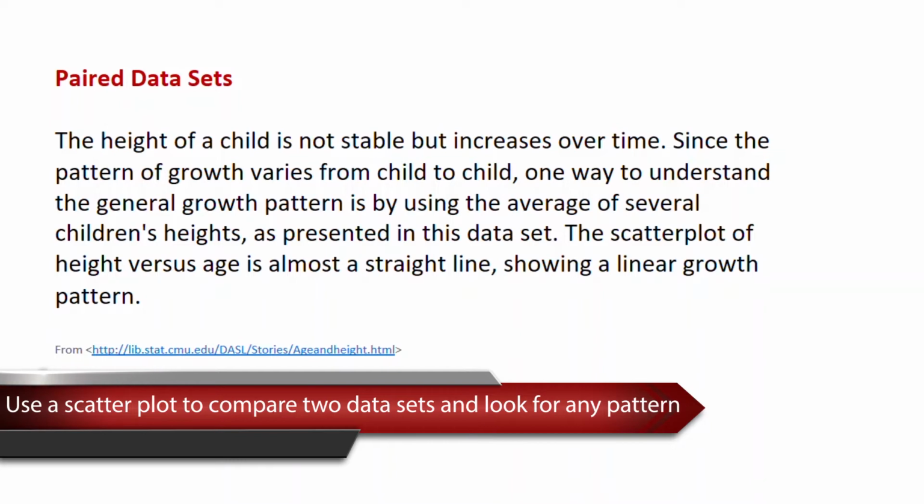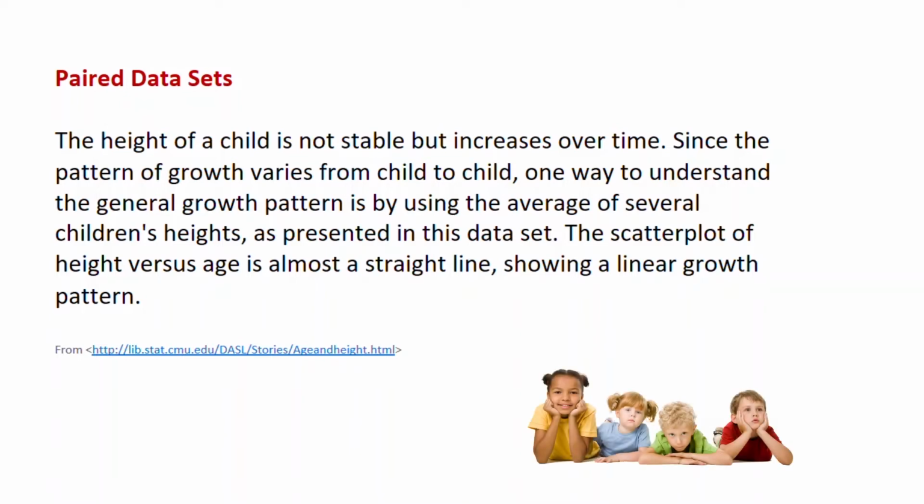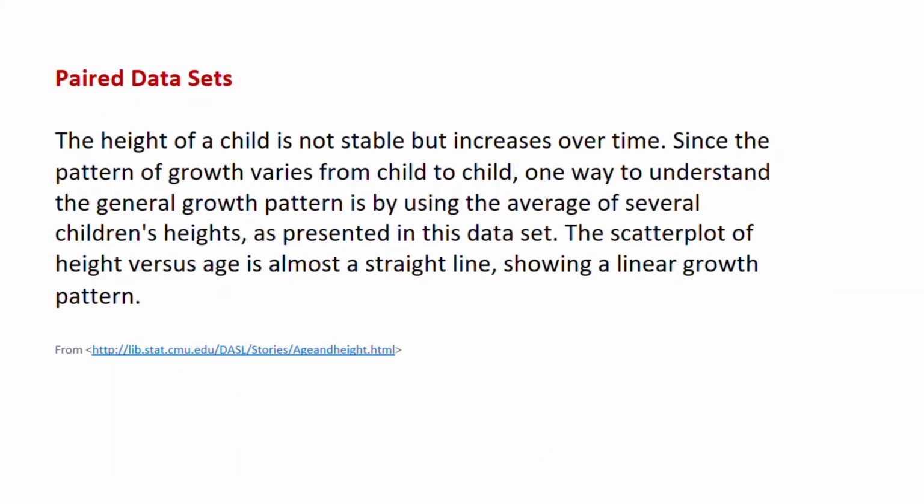The height of a child isn't stable. Of course, it increases over time. And since the pattern of growth varies from child to child, one way to think about the general growth pattern is by using an average of multiple children's heights and looking at the data set. So we're going to do a scatter plot of height versus age, and we expect that to be a straight line. Now, this is data from the Library of Statistics, or publicly available data from Carnegie Mellon University there.